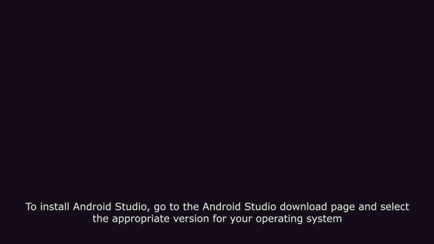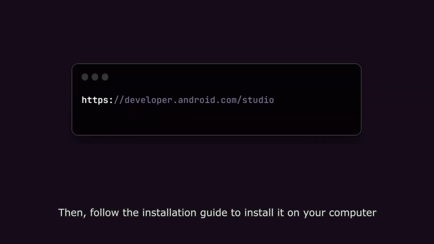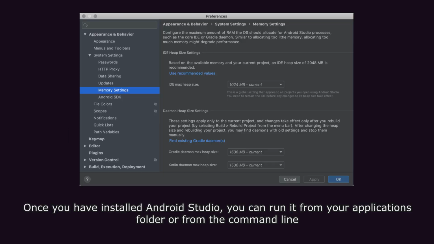To install Android Studio, go to the Android Studio download page and select the appropriate version for your operating system. Then, follow the installation guide to install it on your computer. Once you have installed Android Studio, you can run it from your Applications folder or from the command line.